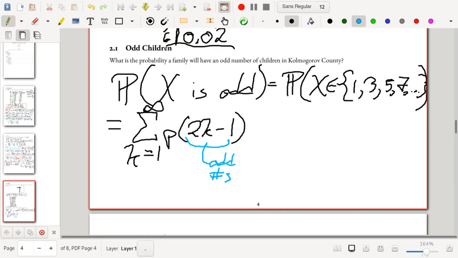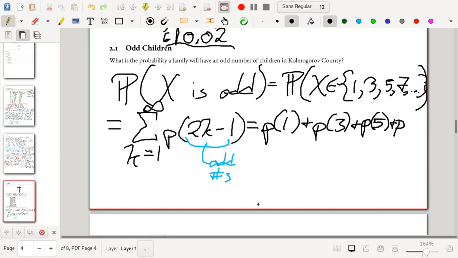So plug in k equals 1, 2k minus 1 will be 1. Plug in 2, 2k minus 1 is 4 minus 1, which is 3. Plug in 3, 2k minus 1 is 6 minus 1, which is 5, and so on. So this is the odd numbers. This is going to be P of 1 plus P of 3 plus P of 5 plus P of 7 plus P of 9, and so on.